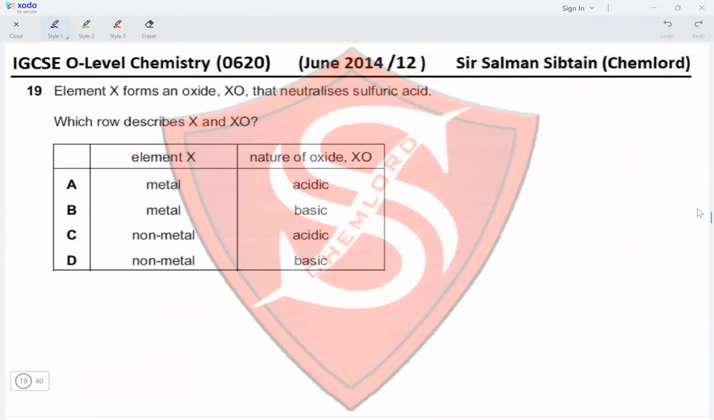Question 19. Element X forms an oxide XO that neutralizes sulfuric acid. Which row describes X and XO? So it neutralizes sulfuric acid, so it has to be a basic oxide. And a basic oxide is made from a metal and oxygen. So the element X is a metal and not a non-metal, eliminating option C and D. And the nature of the oxide XO is basic and not acidic, eliminating option A and making option B the correct option for this question.